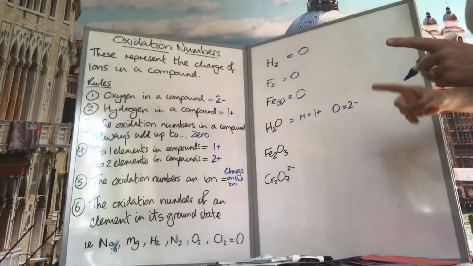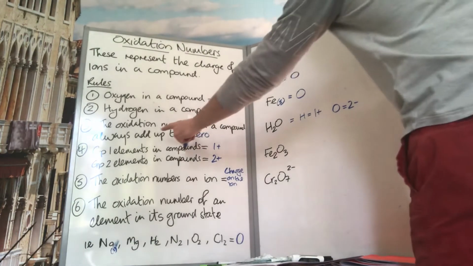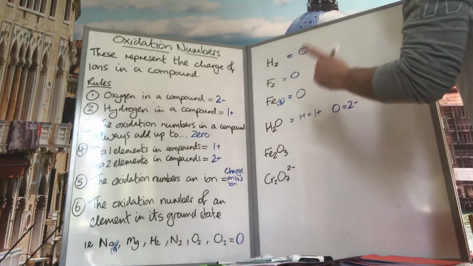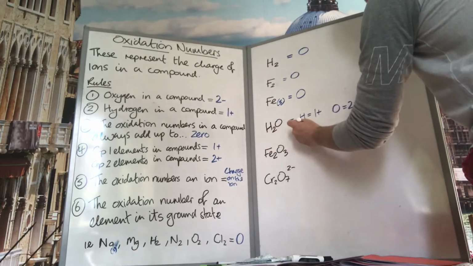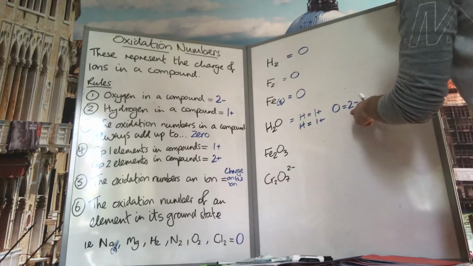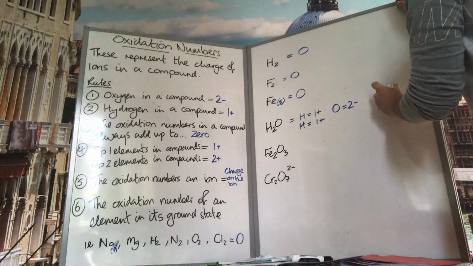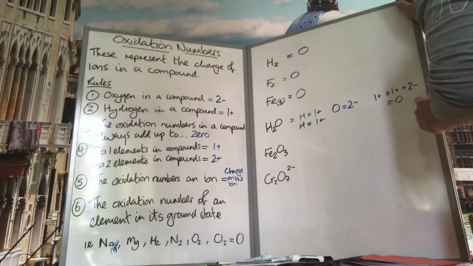Okay. Now we also need to look at rule number 3. The oxidation numbers in a compound always add up to 0. So we need to check that this is the case. We've got 2 hydrogens, both have a 1 plus charge, and 1 oxygen with a 2 minus charge. So 1 plus, plus 1 plus, plus 2 minus is going to equal 0. Okay.